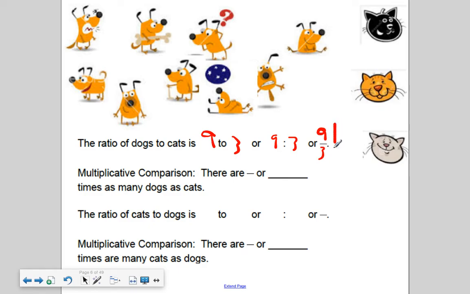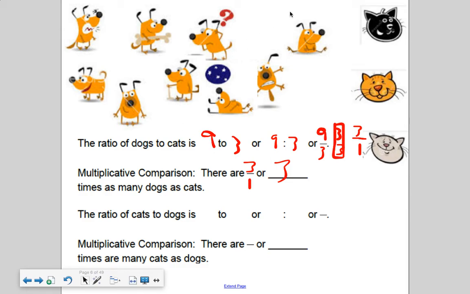Could I simplify that? You bet I can. I can divide both numbers by 3. So that leaves me with 3 to 1. Before you said, oh, that's just 3. In a ratio, we're comparing 2 quantities, so I need you to leave it with 2 numbers. That means there are, before you said 3 to 1. What does that mean? There are 3 dogs for 1 cat, or there are 3 times as many dogs as cats.